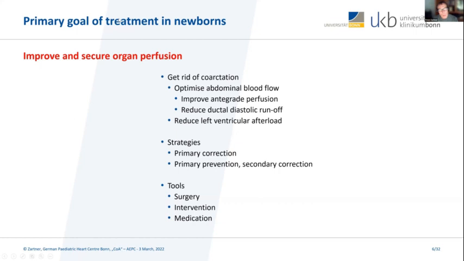The primary goal of treatment of coarctation in newborns is to improve and secure organ perfusion. This can be achieved by getting rid of the coarctation, optimizing the abdominal blood flow, improving antegrade perfusion of the organs, reducing ductal diastolic runoff, and reducing the ventricular afterload. There are primarily two strategies: primary correction or primary prevention, and secondary correction. This can be achieved by surgery, intervention, and in parts by medication too.